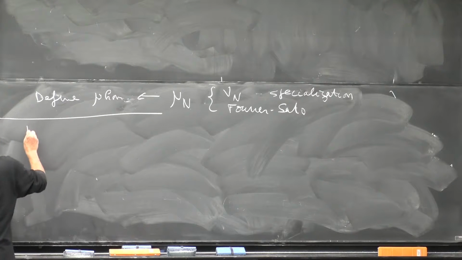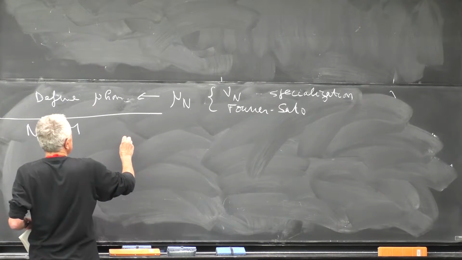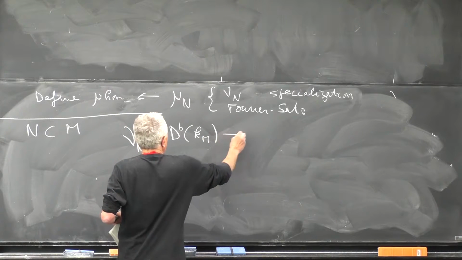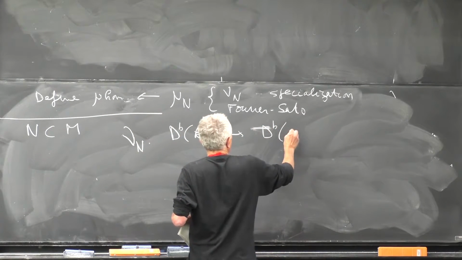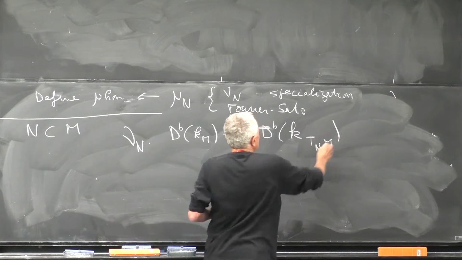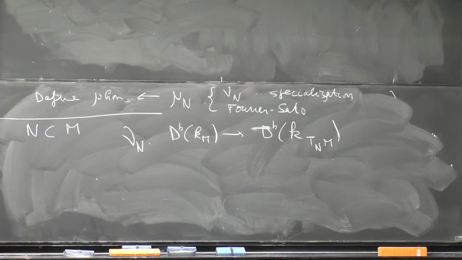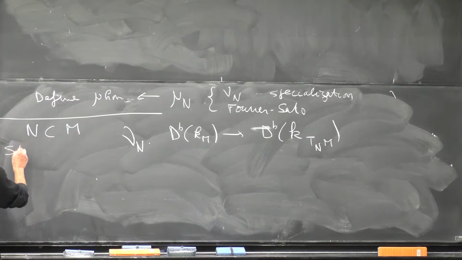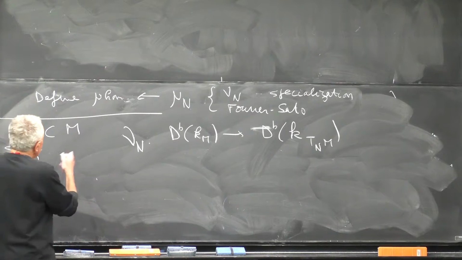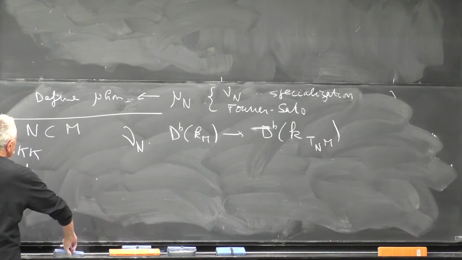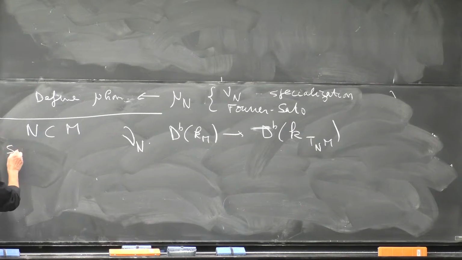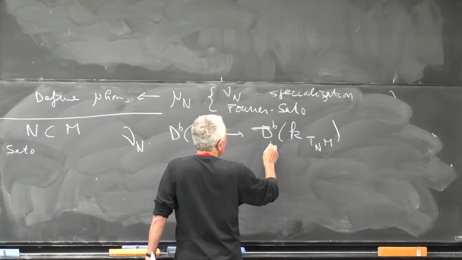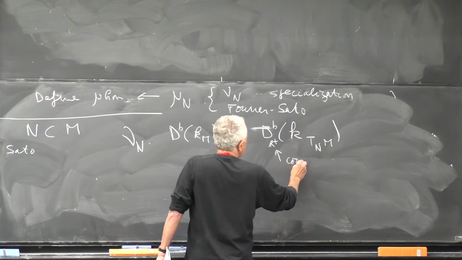So let's take N in M. Then there is a functor, mu_N, which goes from sheaves on M to sheaves on the normal bundle. So this is the normal bundle. And I describe it intuitively, I don't give a precise definition. Okay. So this is due to Sato, maybe, because he defines the microlocalization, so let's say Sato. But it will be conic. So this means conic sheaves.